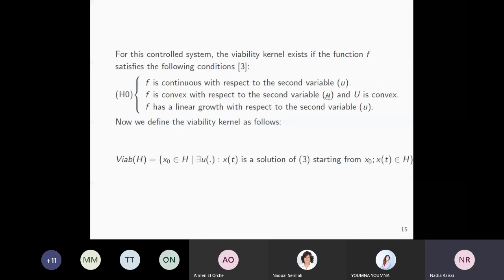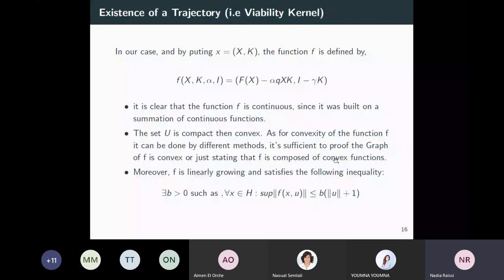So then we can state that the viability kernel is the set of all initial states for which there exists a control policy for which the solution of our dynamical system will always stay in that set, which is H, the constraint on state. So we will try to verify if it's available for our system. We create our multifunction with our dynamical system. It is clear to see that it verifies these assumptions we made, H0, the hypothesis we make. It is easy to see that it verifies them all.